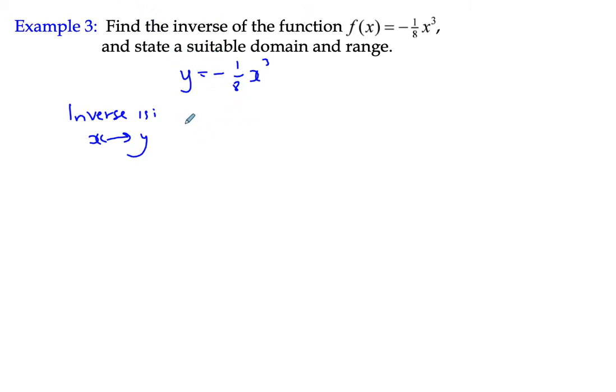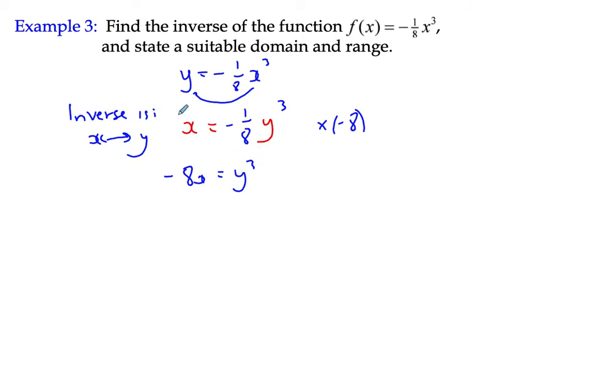So let's do that. X goes on the left and y is going to go here, and we've got negative 1/8 y cubed. So x is equal to negative 1/8 y cubed, and we're going to rearrange to make y the subject of the formula. So we're going to multiply by negative 8. That would probably be a good way of getting rid of the negative 1/8. So we get negative 8x is equal to y cubed.